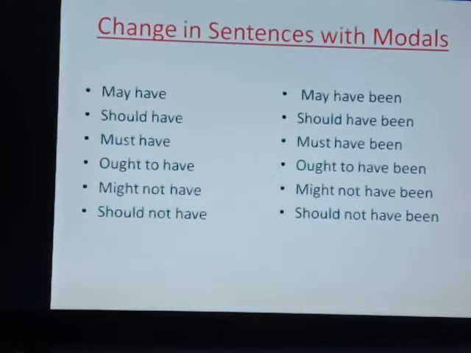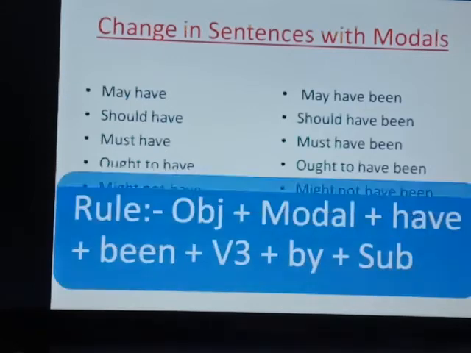May have will become may have been, should have will become should have been, must have will become must have been, ought to have will become ought to have been, might not have will become might not have been, should not have will become should not have been. Now let's see the rules also.